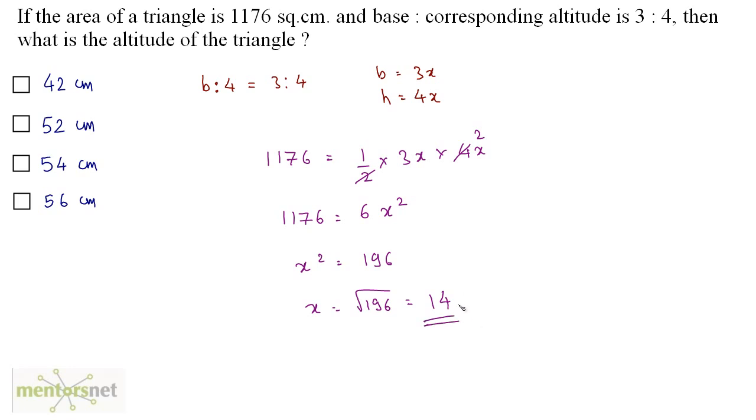So x is 14. You want the height, and height is 4 times x. So this is equal to 4 times 14, and that is equal to 56 centimeter. Okay, so option D is the correct answer.